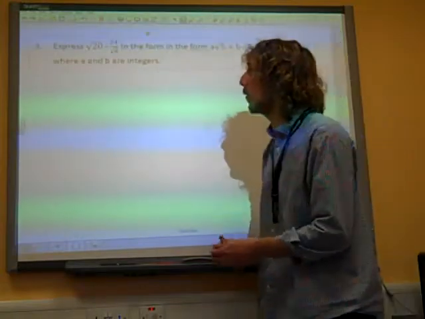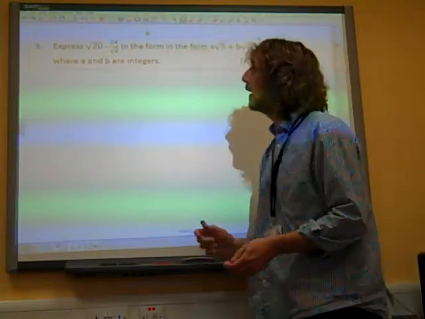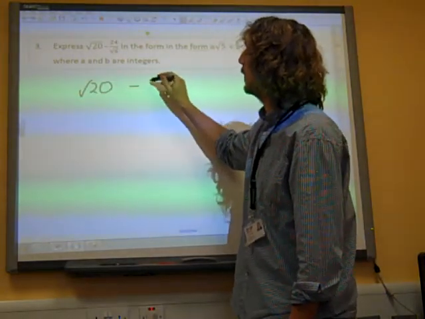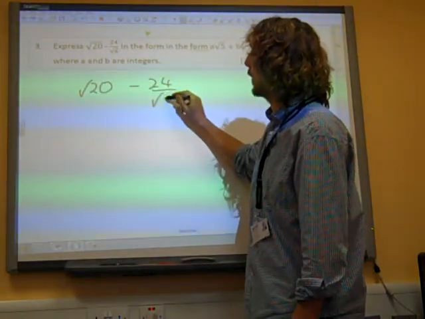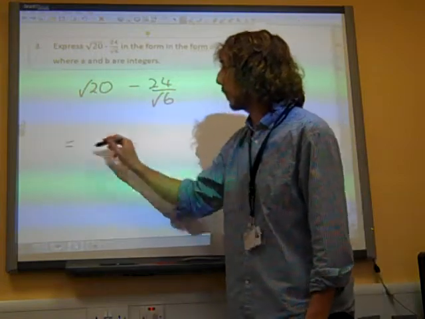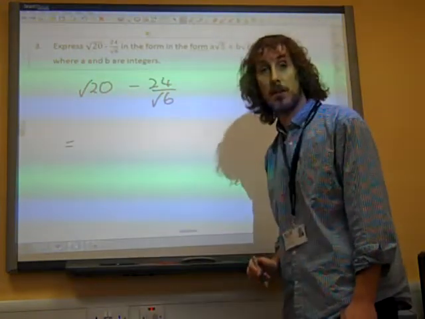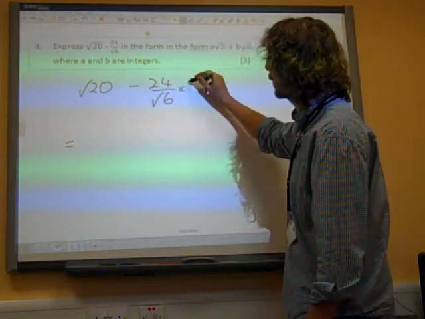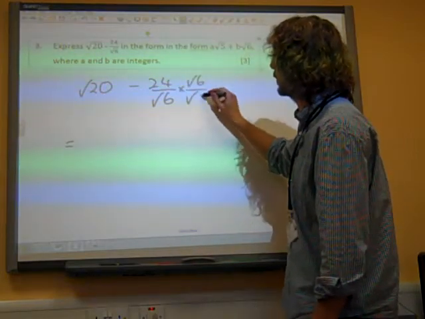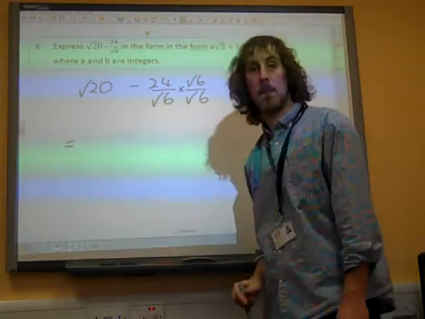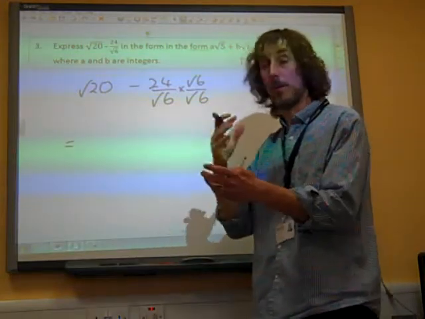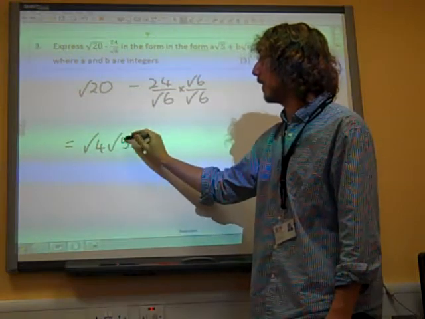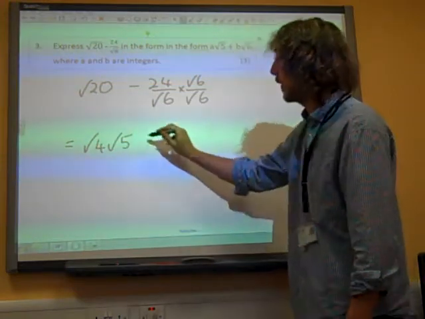And we've got some work on surds, simplifying surds. We've got root 20 minus 24 over root 6. Well, if we work at this one bit at a time, the 24 over root 6, we need to rationalise the denominator. So we'll multiply top and bottom by root 6. The 20, well, if we think about 20, that is 4 times 5. 4 is the biggest square number that goes into 20. So it's root 4, root 5.